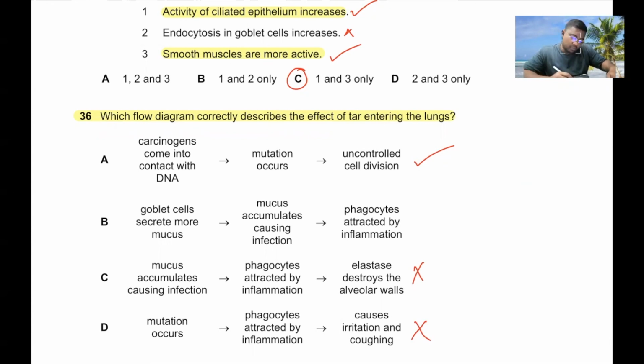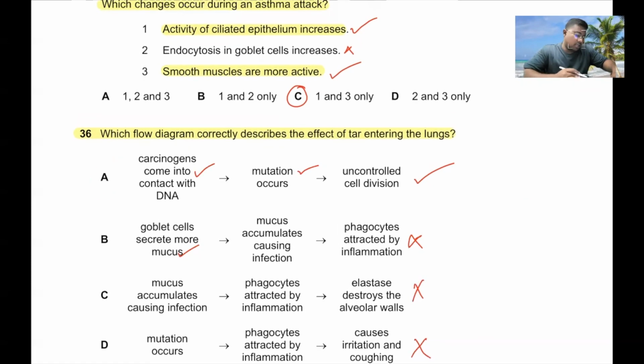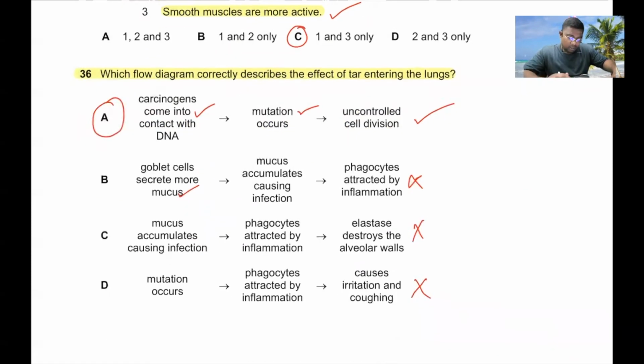Goblet cells secrete more mucus. This is correct. However, mucus accumulates, causing infection. Phagocytes attracted by inflammation. It's not only the effect of tar entering the lungs. The effect of tar entering the lungs should be because it's a carcinogen, it will come in contact with DNA. As a result, mutation will occur. As a result, uncontrolled cell division will occur. So 36A is the logical answer.